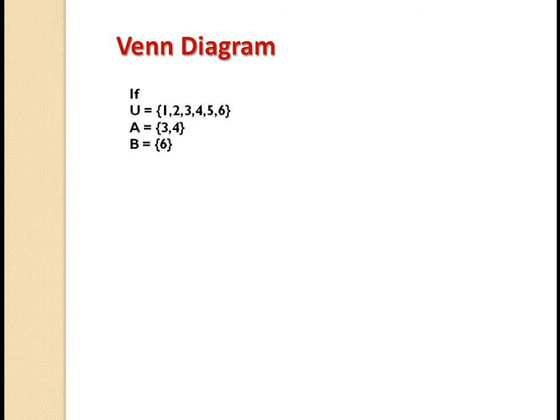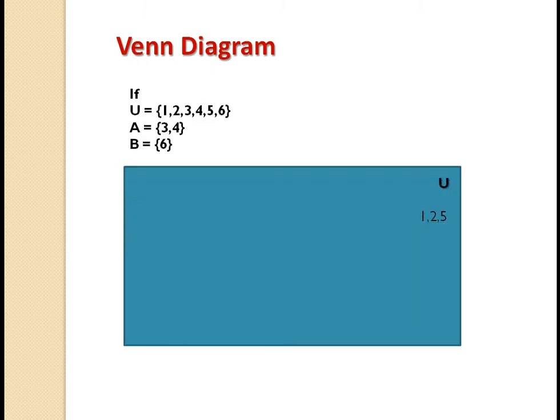Let's see an example of how to draw a Venn diagram. If a universal set has the elements 1, 2, 3, 4, 5, 6, and set A has 3 and 4, while B has only the element 6. First we draw a rectangle, then we draw circles having 3 and 4 for set A and 6 for set B. Check it out. The universal set has 1, 2, 3, 4, 5 and 6. The universal set contains all the elements of A and B.